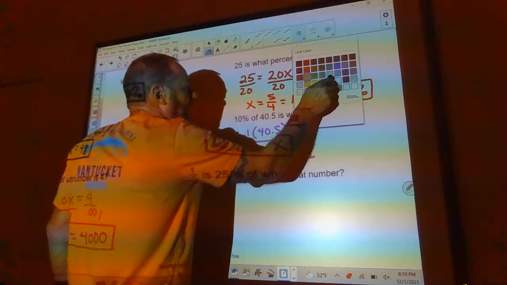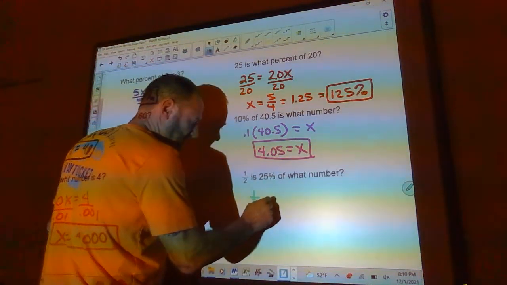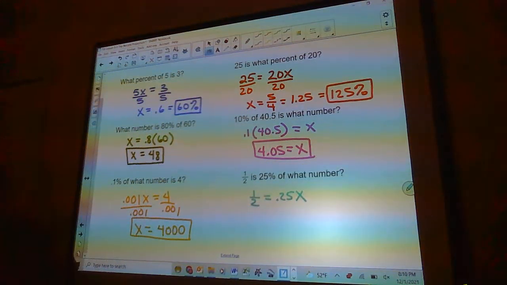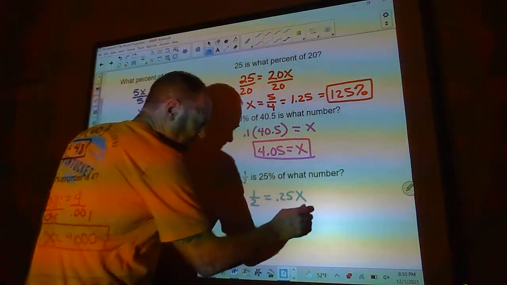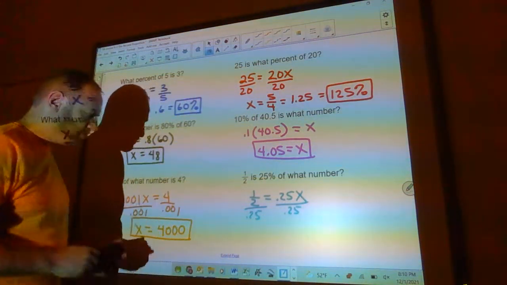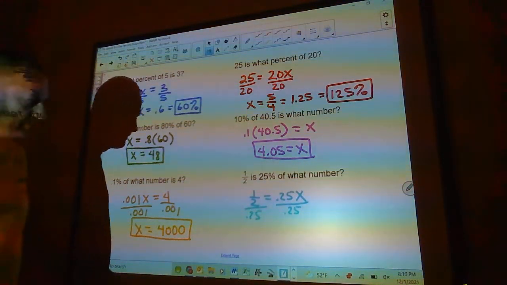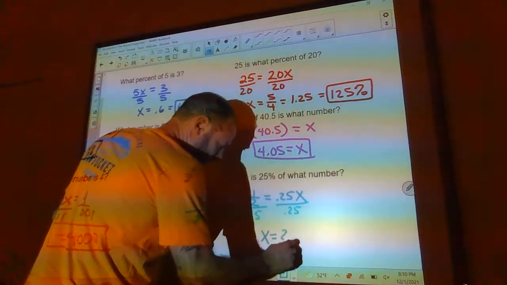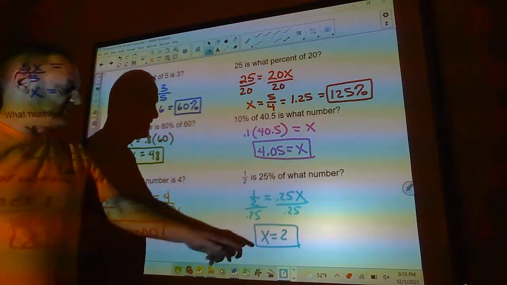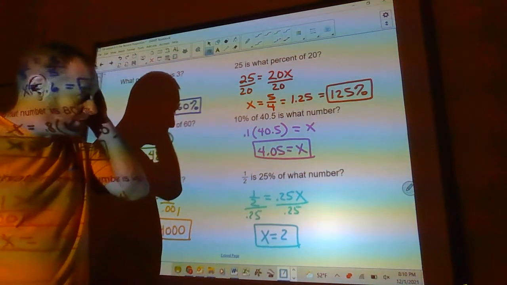This one's tricky because it's got a fraction in it. Okay, so 1/2 is 25% of what number? I'm going to go ahead and divide both sides by 0.25. So 0.5 divided by 0.25 is 2. X is 2. Which makes sense. Let's see, half of 2 would be 1, and so a quarter of 2 would be 1/2.